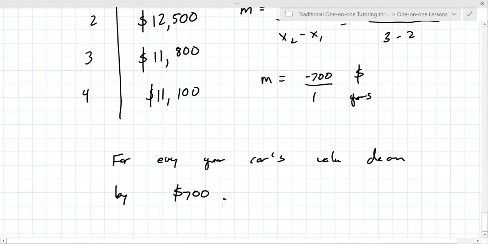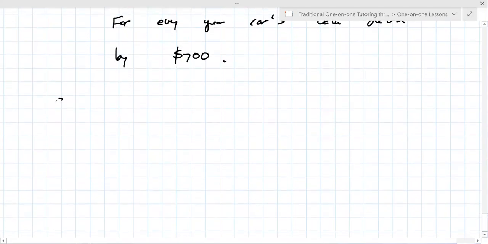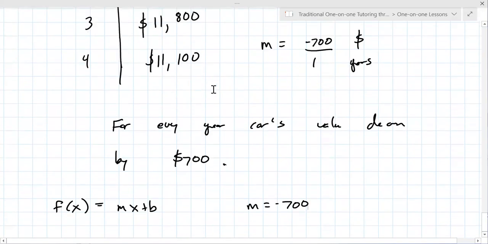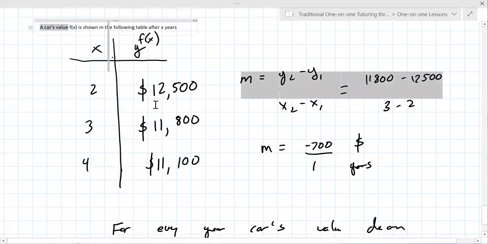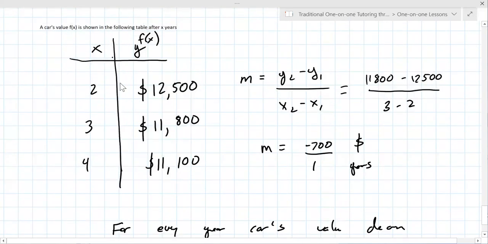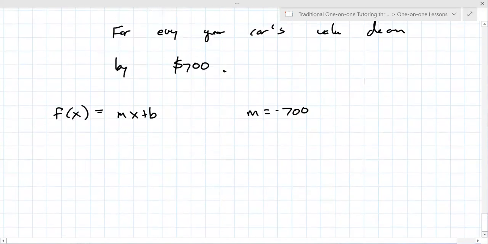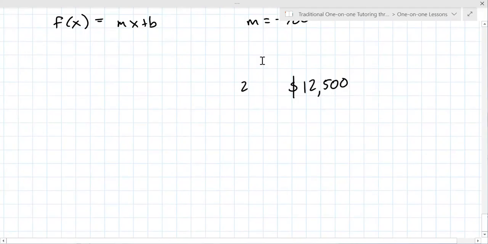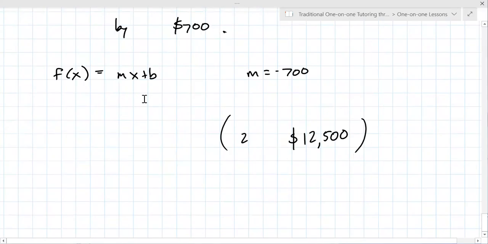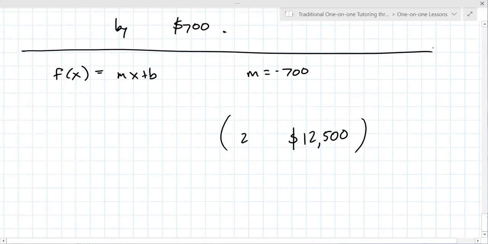Okay, so now we're doing this out of order, but I want you to find f of x. F of x is mx plus b. You know that m is minus 700. And I will copy in the table again here. So you can. All right, thank you. Actually, I'm just going to force you to use this ordered pair to do it. Okay, that's a better idea. The limitations of the screen is too much. Can't scroll very well. But I want you to find the function first.